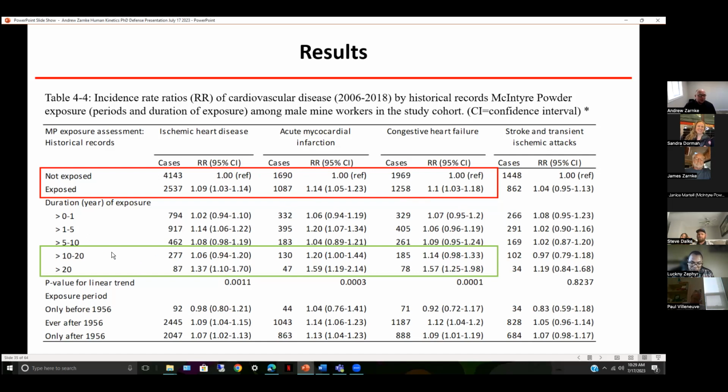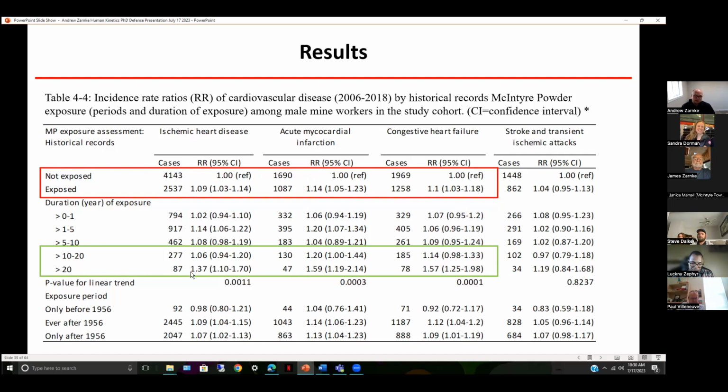And then when we look at the greater than 10 years to 20 years for myocardial infarction or heart attacks, we see a significant result of about 20% increase. And although this is below 1, here we start to see a signal in congestive heart failure.